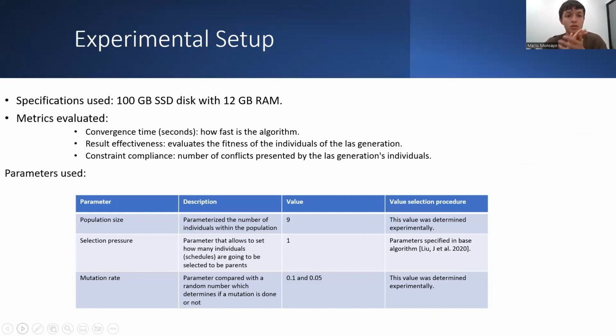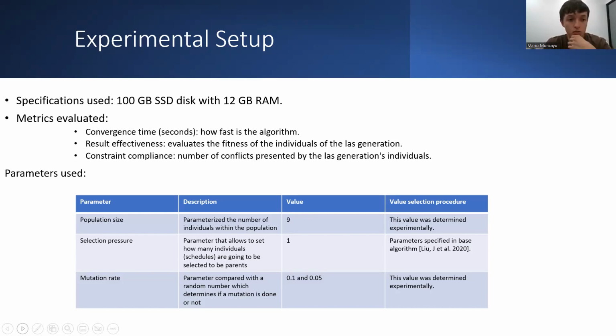Also, we have the experimental setup. For the development of the algorithm, we used Google Colab, which has specifications of a 100 gigabytes SSD disk with 2 gigabytes of RAM. The metrics we evaluated were the convergence time in seconds, which highlights how fast the algorithm converges; the result effectiveness, which evaluates the fitness of the individuals of the last generation; and finally, the constraint compliance, which is the number of conflicts presented by the last generation of individuals.